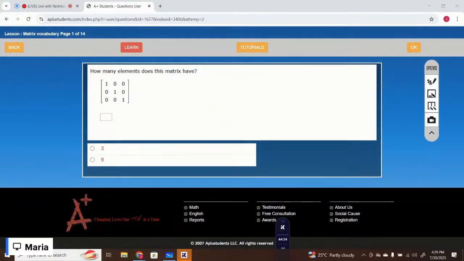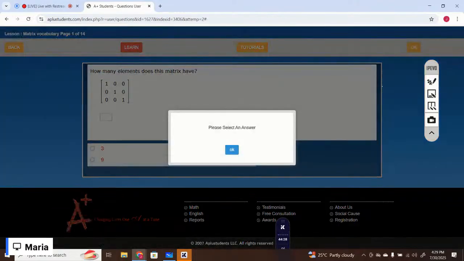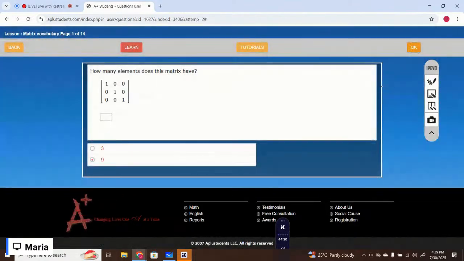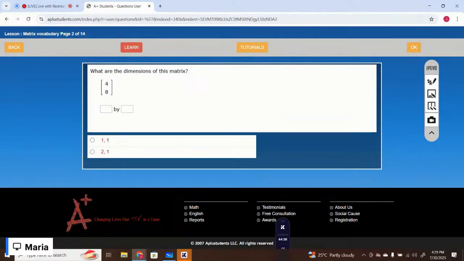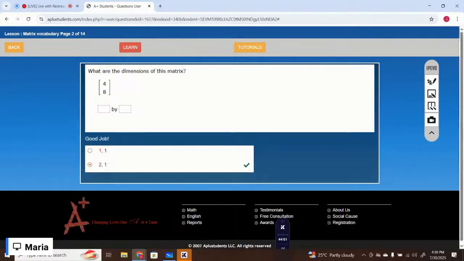Okay, the next one is: what are the dimensions of this matrix? That would be 2 times 1 because the matrix has two rows and one column. So that is 2 times 1.